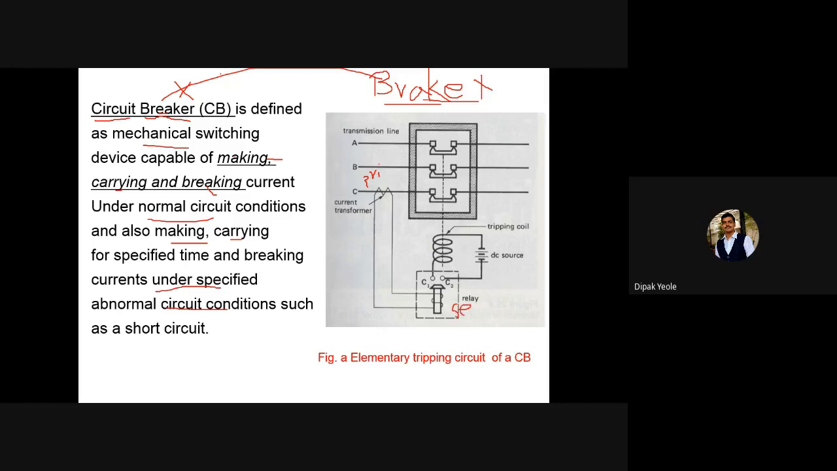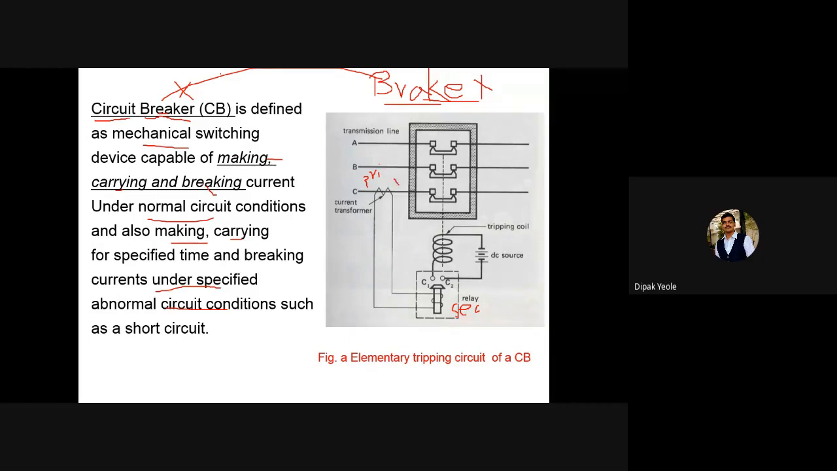So the primary I have to connect to one particular phase, and that connection is given to this particular plunger. The connections C1 and C2 are separated by this plunger, and this is connected to your DC source, and this is called a tripping coil.